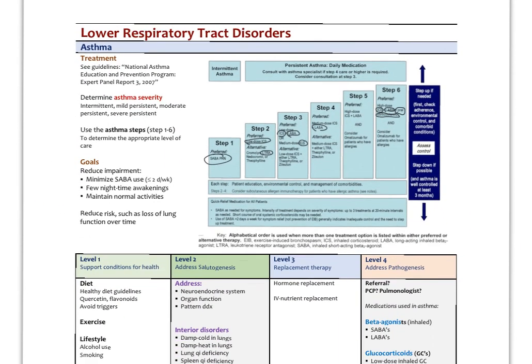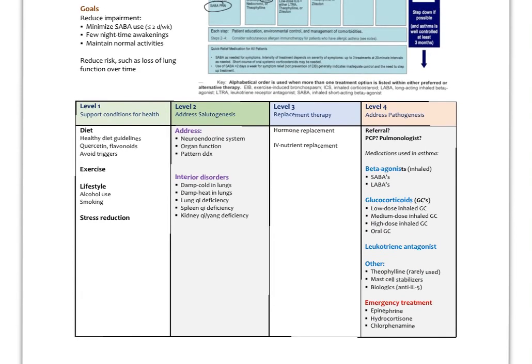So, the first thing I do with asthma in terms of the therapeutic order is I determine what step they need to be on. We initiate the proper level 4 therapies, and I do this as a PCP, but if you aren't a PCP, you might want to refer. And if it's very severe, maybe even referral to a pulmonologist might be necessary. But the medications would be, again, the beta agonists, SABAs, LABAs, glucocorticoids, and they're classified as low dose, medium, high dose, or oral agents. Leukotriene antagonists, and the others like the theophylline, mast cell stabilizers, and so forth.